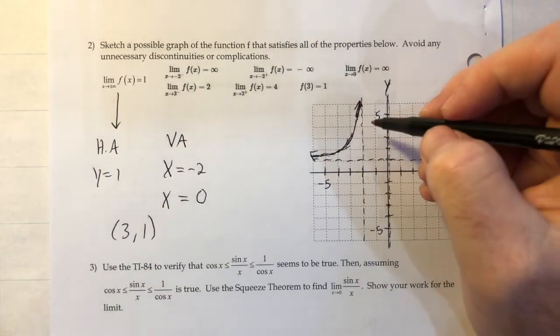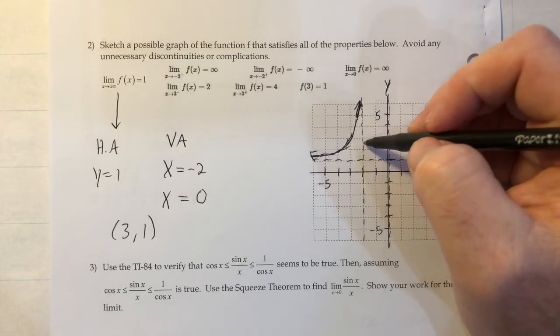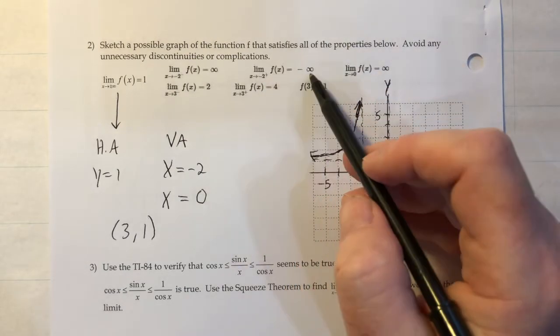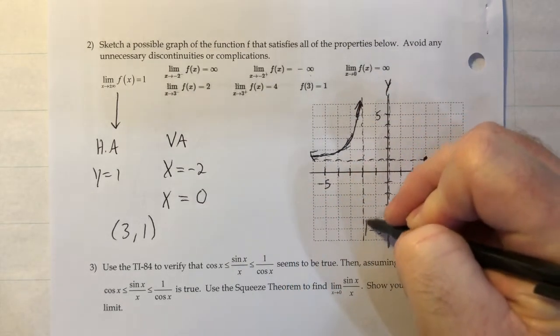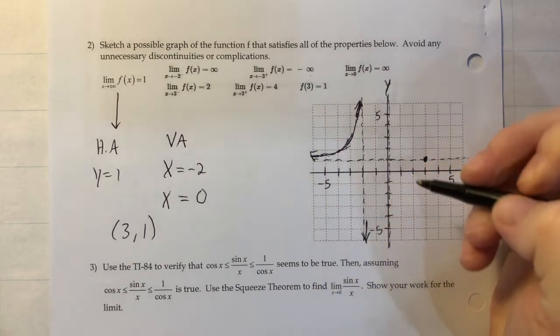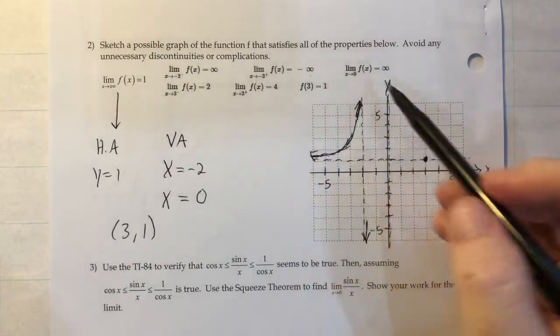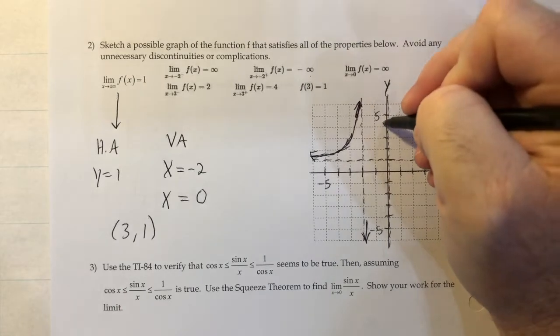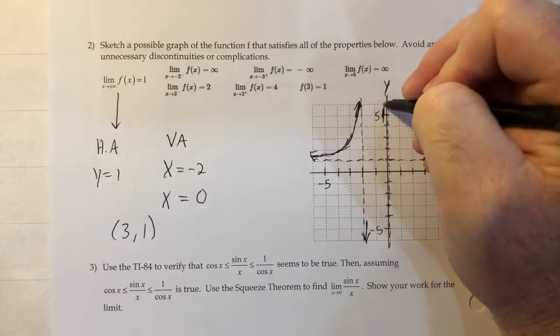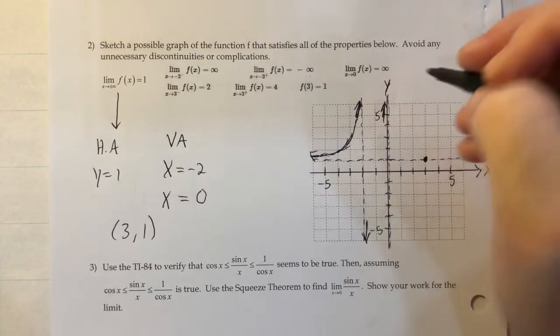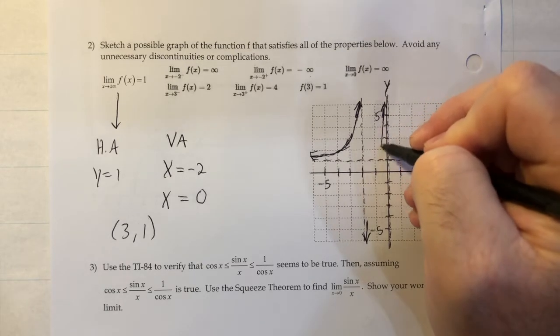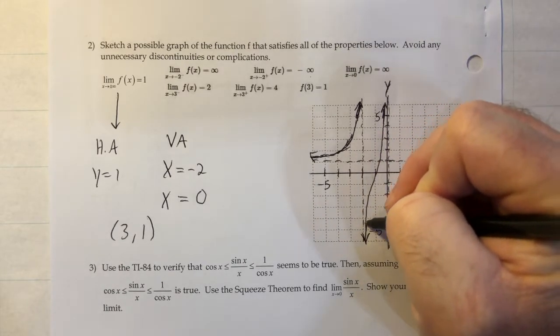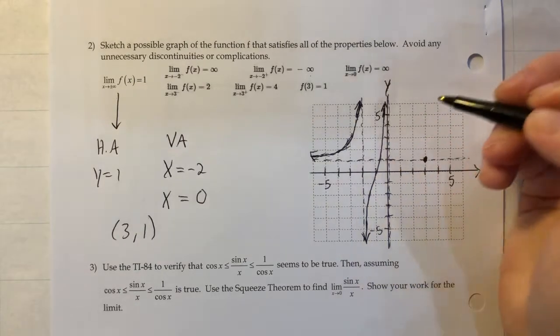And then let's see what's going on the other side of this vertical asymptote. As we approach -2 from the right, we're going to negative infinity, so coming down this way. And then as we approach 0 from either side, we're going to infinity, so that would be upward arrows here. And then we just want to connect that. I'm not sure exactly what it looks like, but just do a smooth connection there.